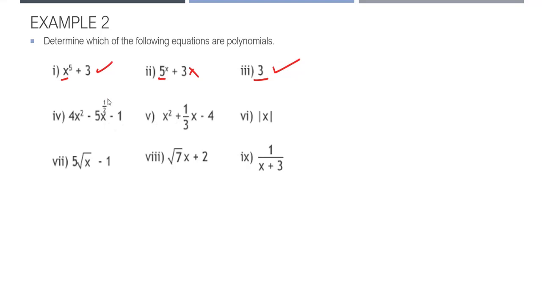Here, I'm looking at this right here. This is what catches my eye right away. We have an exponent 1/2. No, we cannot have exponents that are fractional, so no.